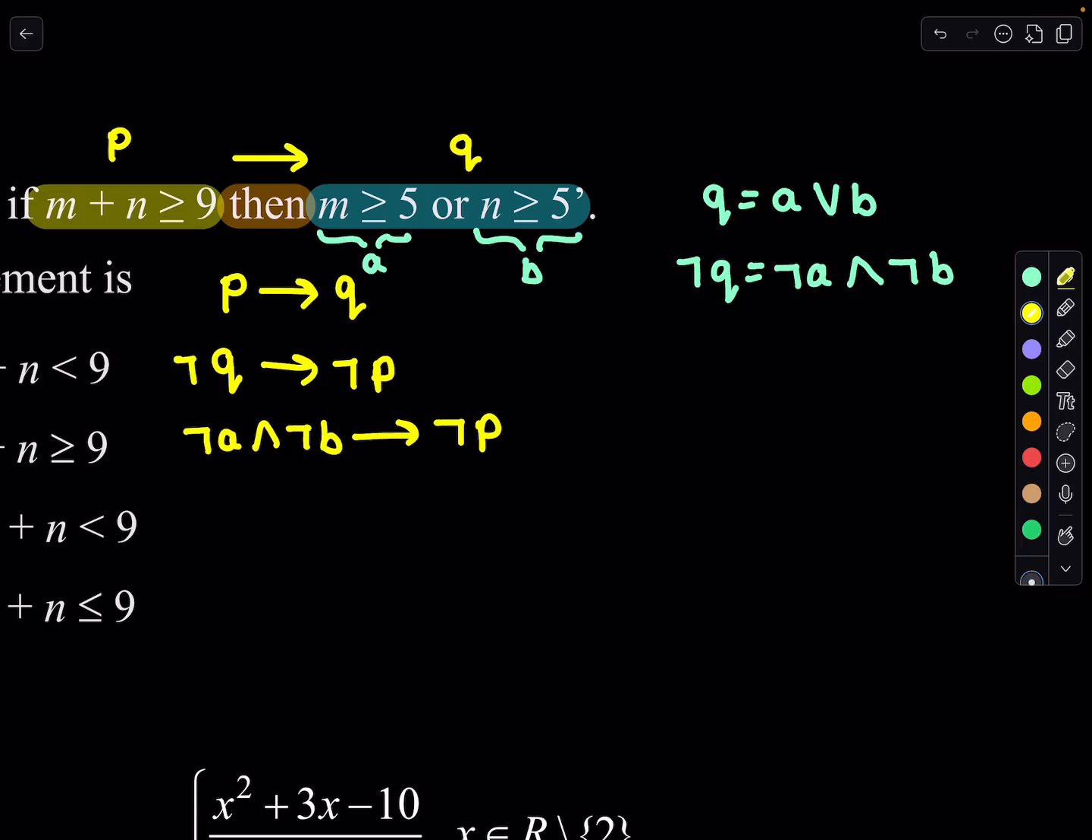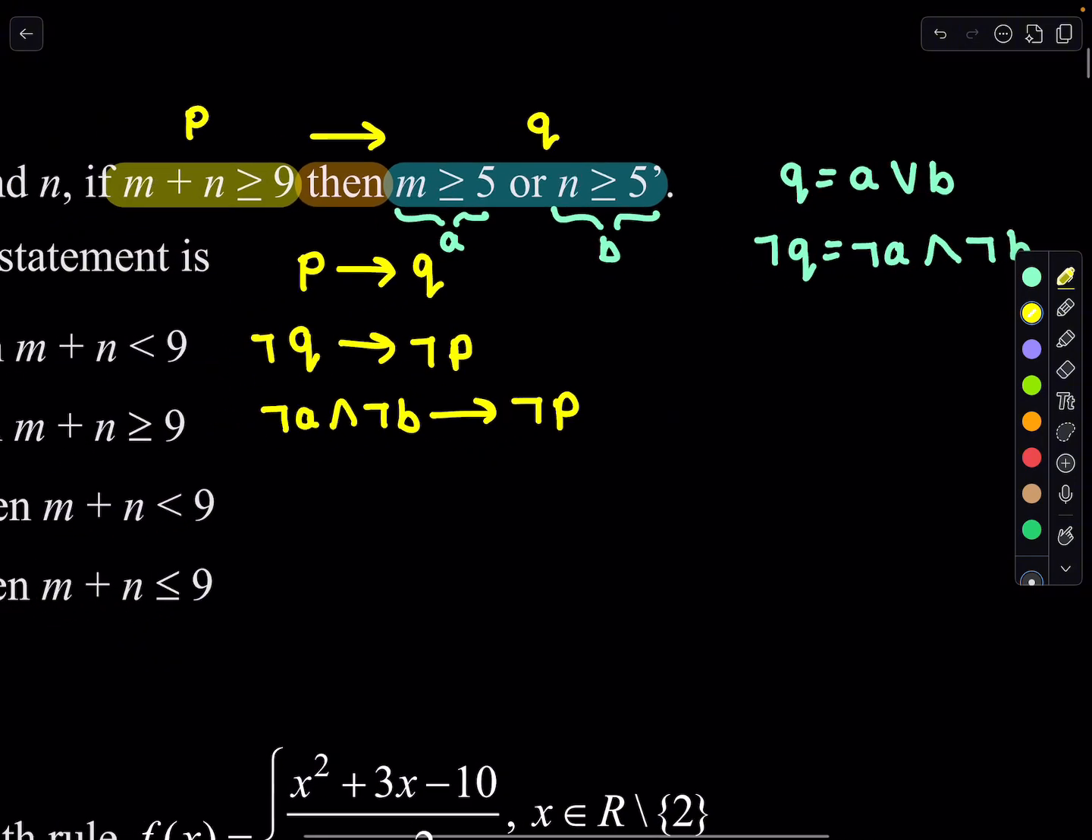Beautiful. You see how we've simplified this whole thing into these little symbols, and it makes it so much easier to understand. Now we can write this whole thing. This is our contrapositive. So what's the negation of A? You know how A is m is greater or equal to 5? What's the opposite of it? If m is greater or equal to 5, then the opposite is m is less than 5.